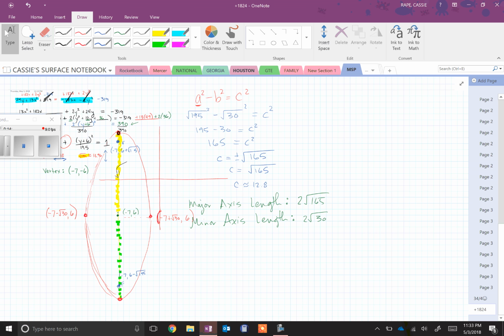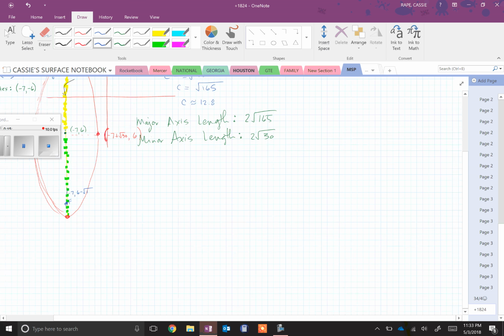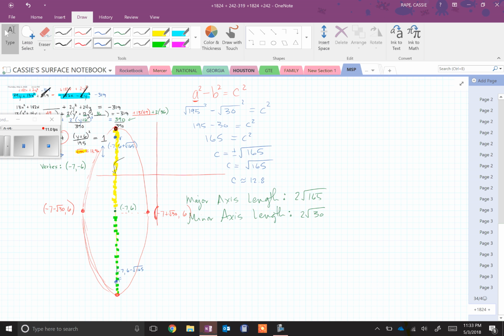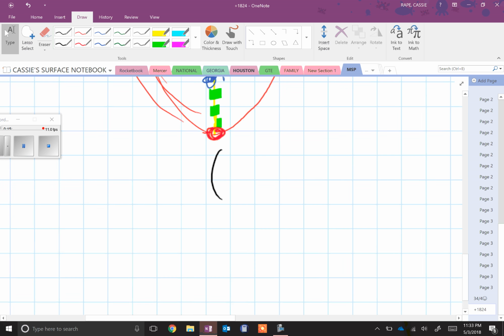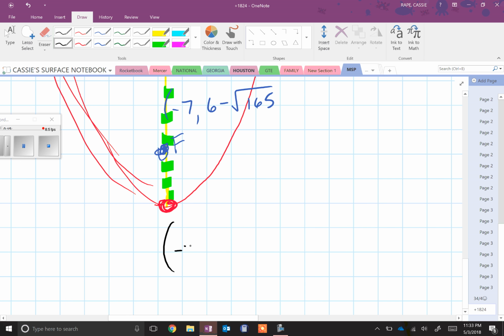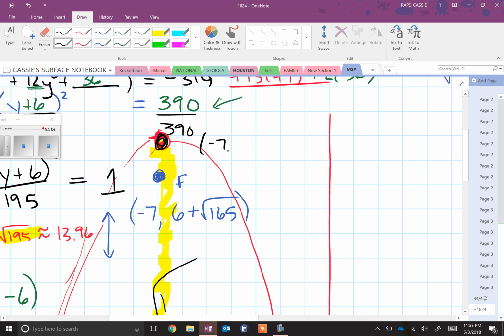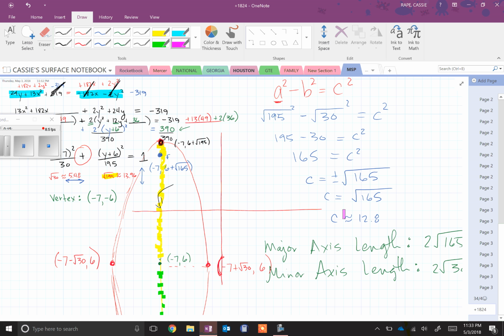Yeah. So the endpoint here would be, and let me zoom in and show that, -7, 6 minus the square root of 195. I got confused for a minute. And this would be -7, 6 plus the square root of 195. Okay, so all of the things that you might be asked, which could be what is c, what are the foci, there's the foci, what are the endpoints of the minor and then major axes, I'll circle it, are right here.